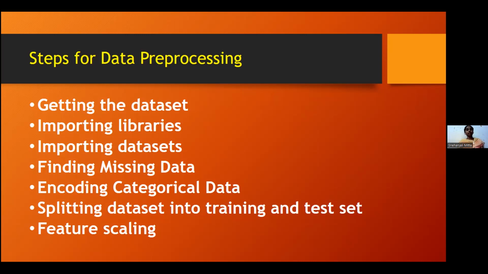Encoding categorical data, which means the strings need to be converted to numbers. Data in strings is not acceptable, so we need to convert the strings into numbers. For this, we use categorical form.